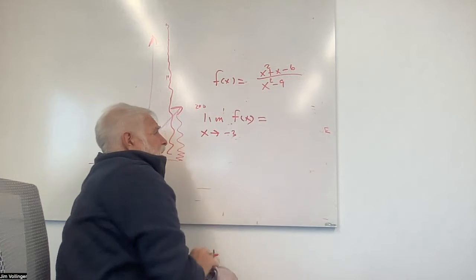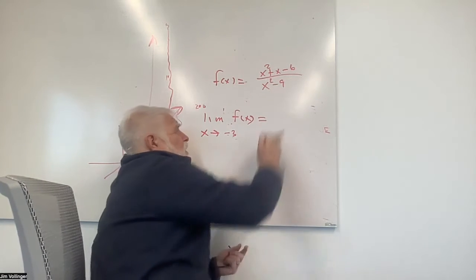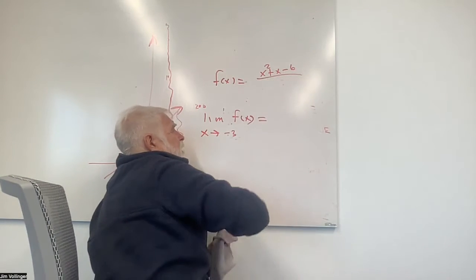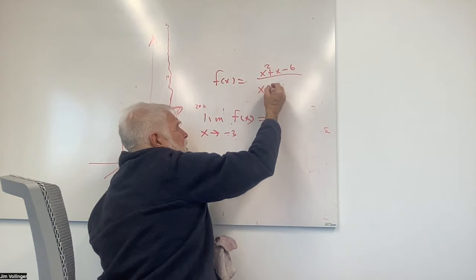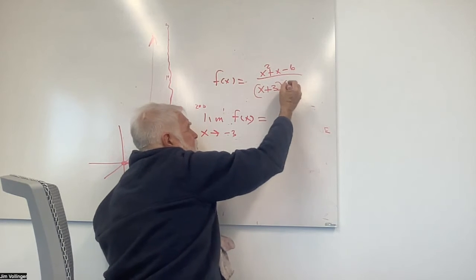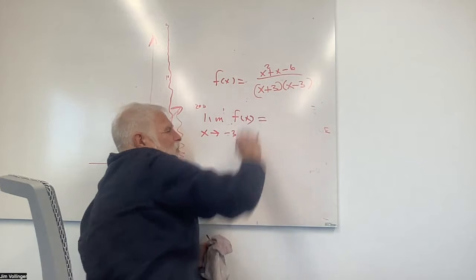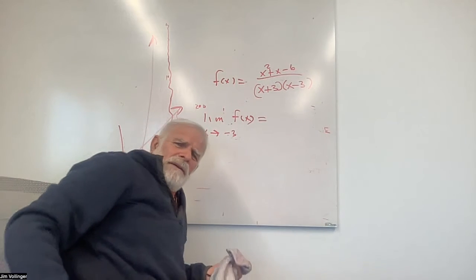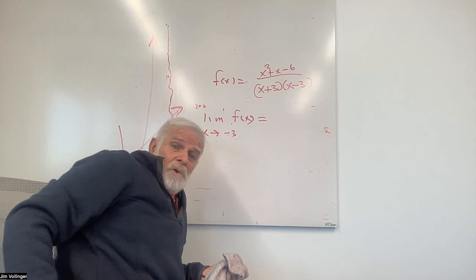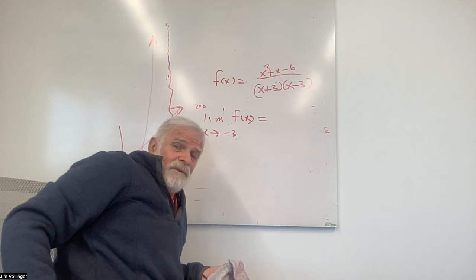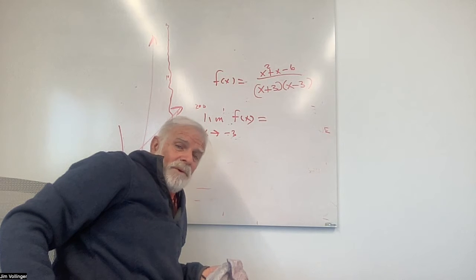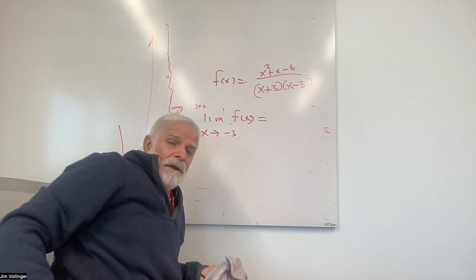Well, you want to definitely factor this thing. So x squared minus 9 is (x plus 3)(x minus 3). And I can see now when I put minus 3 in, I've got an undefined fraction. No problem, because I don't care what happens at 3 anyway. It's in the table as I approach 3 from below and from above.